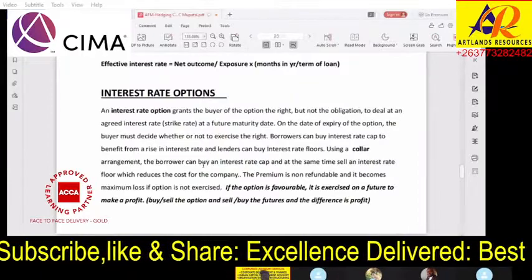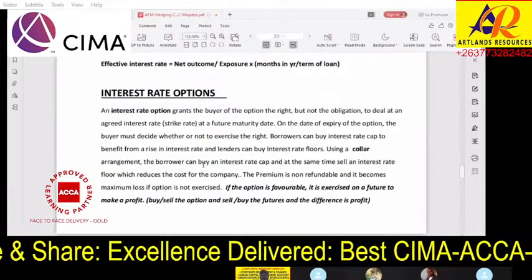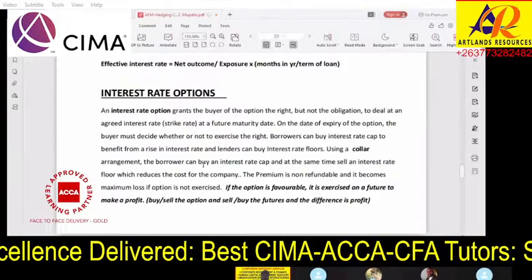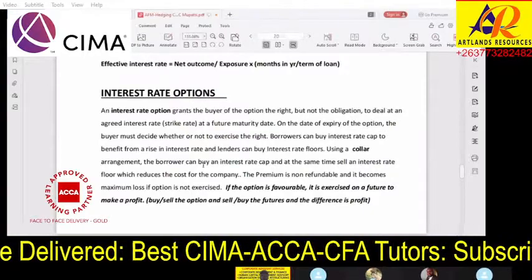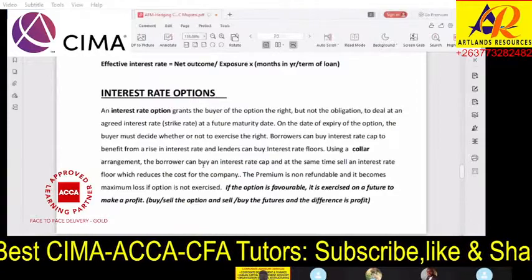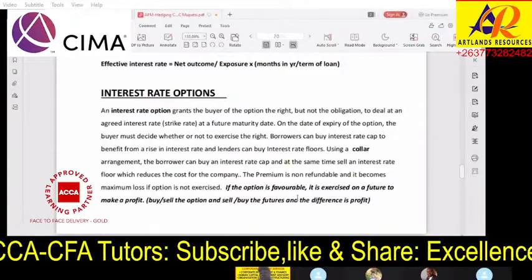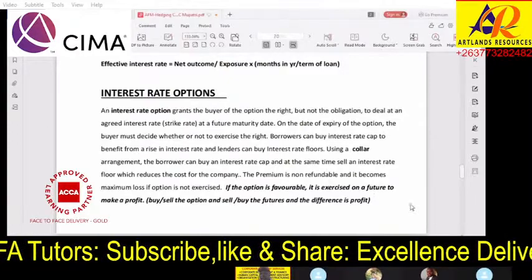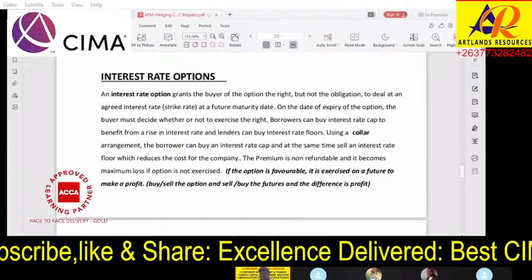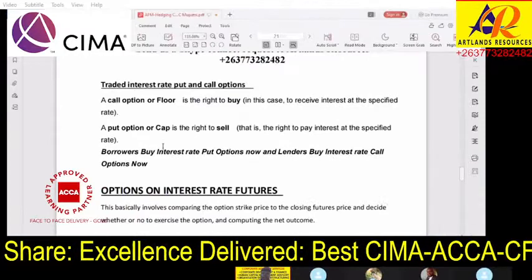Premium is non-refundable and it becomes the maximum loss for not exercising. You know that. If the option is favorable, it is exercised on a future to make a profit. You get that? Meaning you buy or sell the option or buy or sell the futures, and the difference is profit. I will show you this when I'm exercising the option. Normally you exercise the option on a future to make futures more attractive. I will comment on that when I get there. So this is the terminology used.